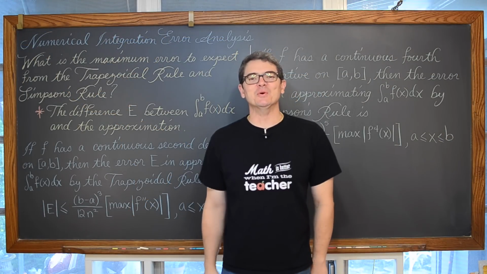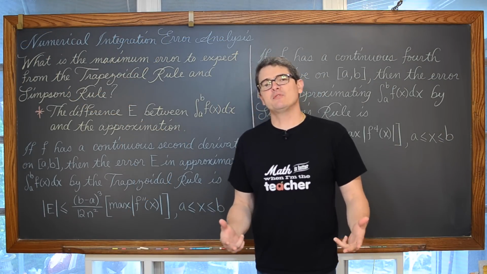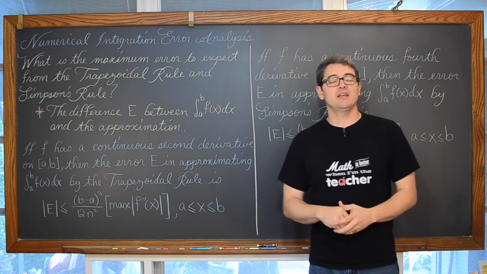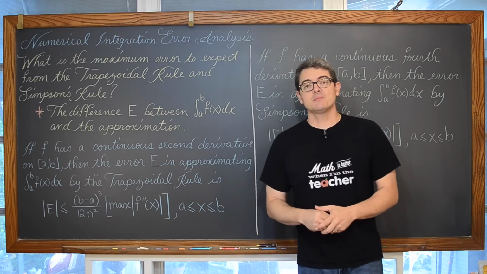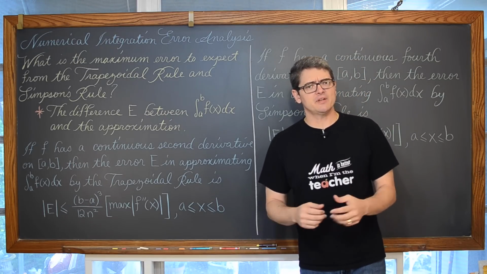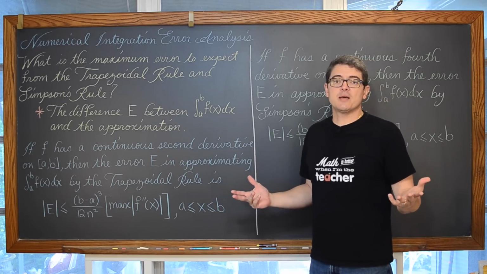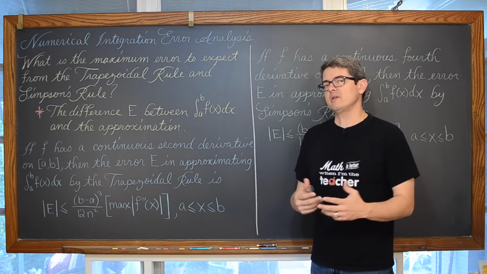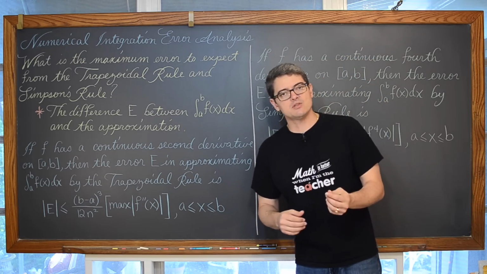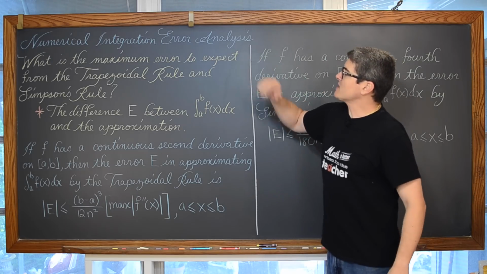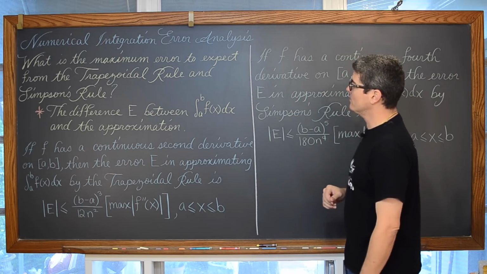Bam! Mr. Tarrou, we just got done learning how to evaluate or estimate a definite integral using the trapezoidal rule and Simpson's rule. Well, if you're estimating definite integrals, then the next logical step is to analyze what kind of errors we can expect from those estimation techniques. So what is the maximum error to expect from the trapezoidal rule and Simpson's rule?